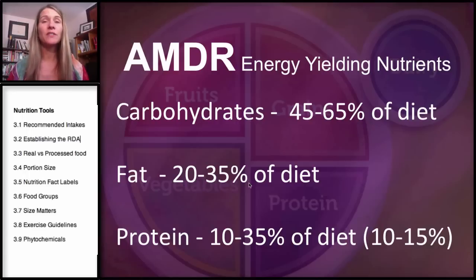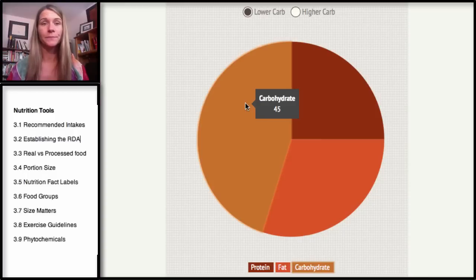And remember, these are your macronutrients, your energy yielding nutrients. These are the nutrients that give you energy and the only nutrients that give you energy. Alcohol does contribute energy, but we don't consider alcohol a nutrient. Remember, vitamins and minerals do not give us energy. Those are our micronutrients.